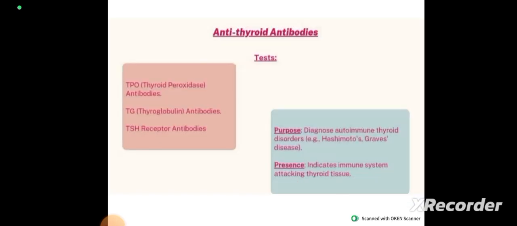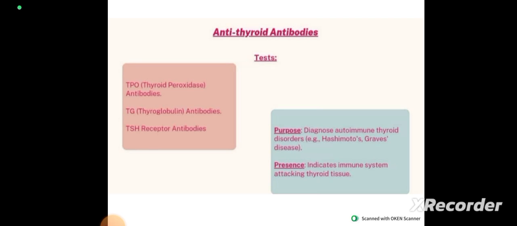Anti-thyroid antibody tests. These are a few tests used when thyroid disorders are autoimmune disorders. Autoimmune disorders are those in which the body attacks its own cells. So thyroid peroxidase antibodies, that is one type of test. Thyroglobulin antibodies, that is TG antibodies. TSH receptor antibodies. The main purpose of these tests is Hashimoto's and Graves disease detection.